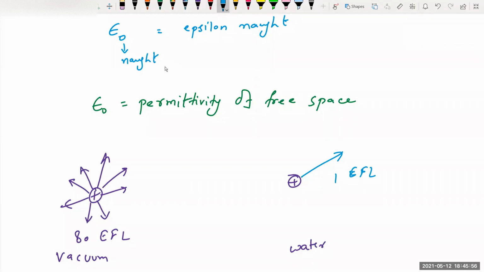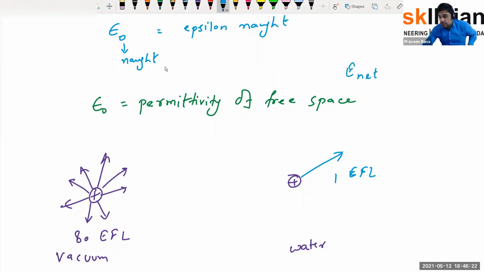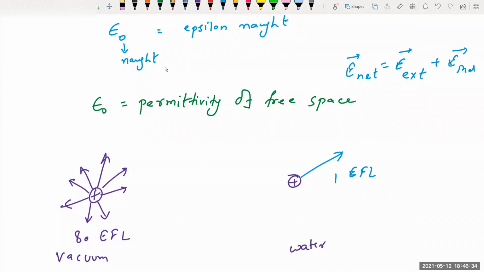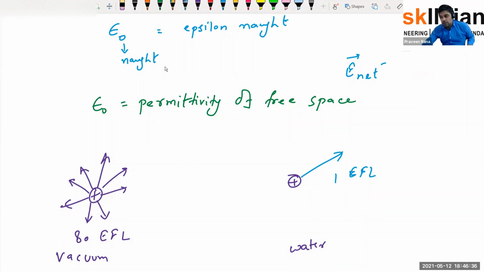Listen, in water, there are 80 electric field lines present, but there has been some induction of water too. Water also has developed some electric field of its own, which is canceling out the electric field of this charge. So there is a relation which says the net electric field is equal to the external electric field plus the induced electric field.